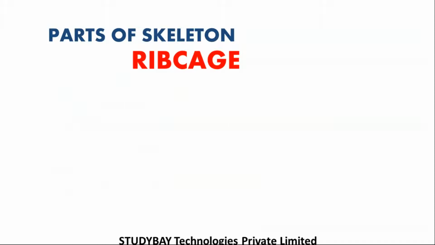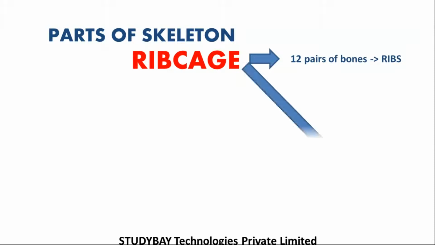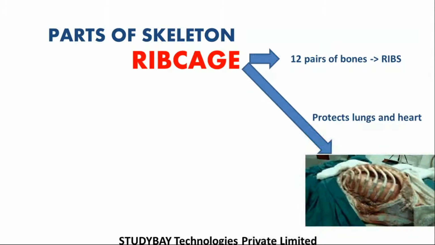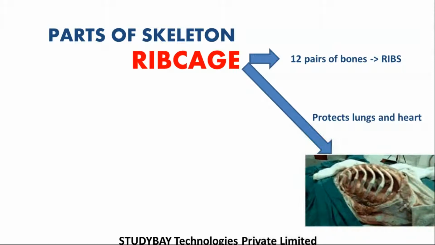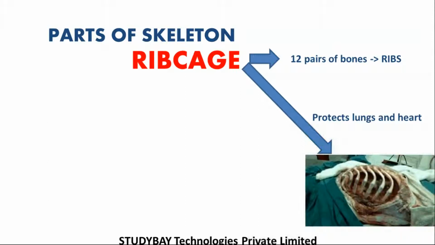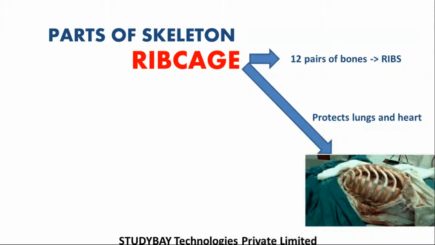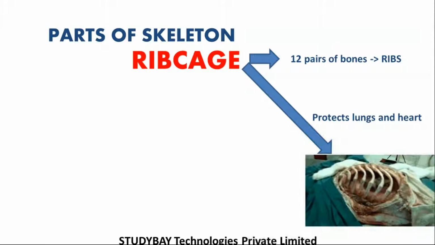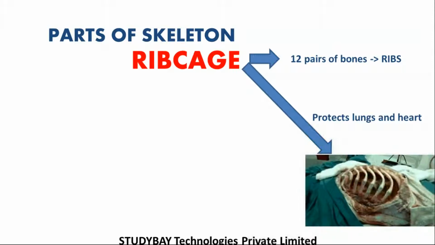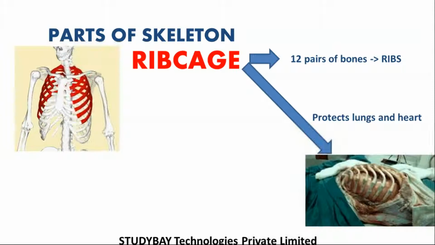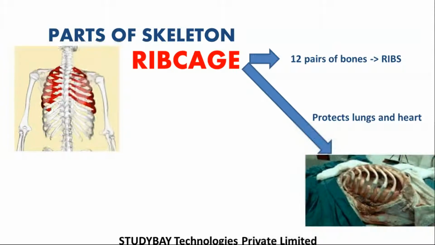Next part of a skeleton is the rib cage. This rib cage consists of 12 different pairs of bones, and these are called ribs. This protects the lungs and heart. As you can see here, this is our lung through which we breathe, and it swells and contracts to maintain the proper flow of air. And in order to protect this, we have a rib cage. So this is how it actually looks. You can see the left side of your screen.